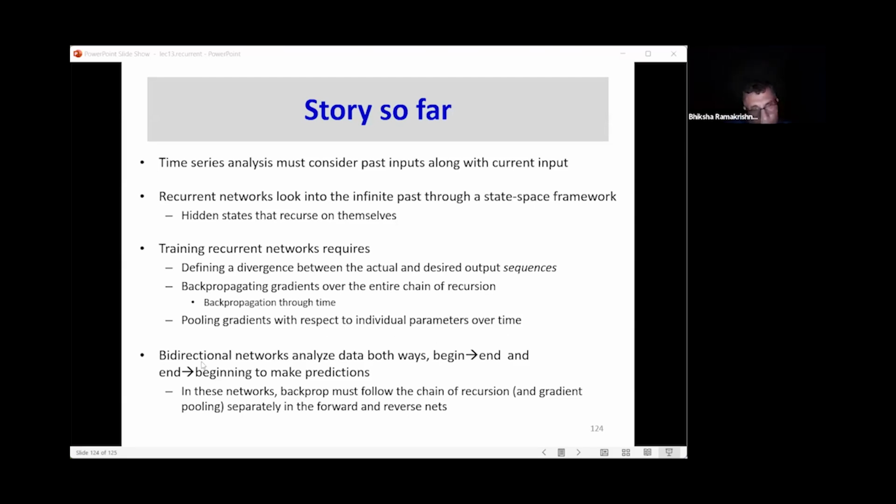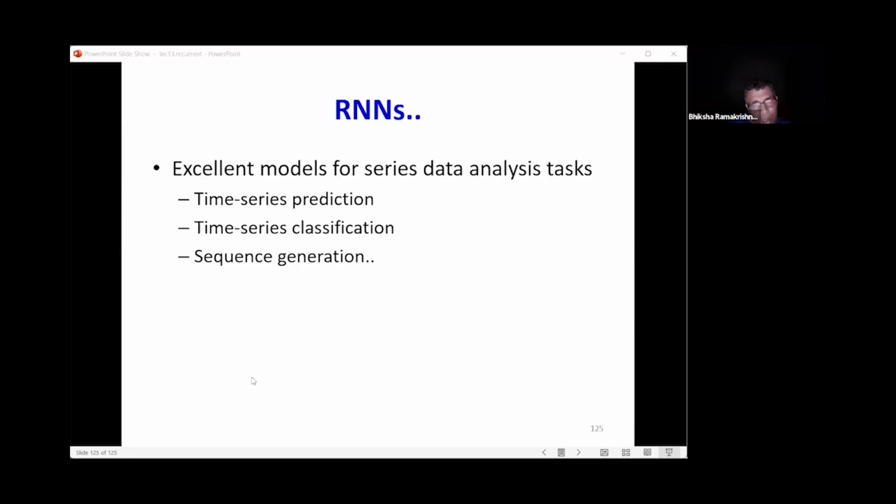So bidirectional networks analyze data both ways, beginning to end and end to beginning, to make predictions. In these bidirectional networks, backprop must follow the chain of recursion and gradient pooling separately in forward and reverse nets. And so these models are really great for time series analysis, time series prediction, classification, sequence generation. We'll see more of these in the next class. I'm done for today. Any questions?